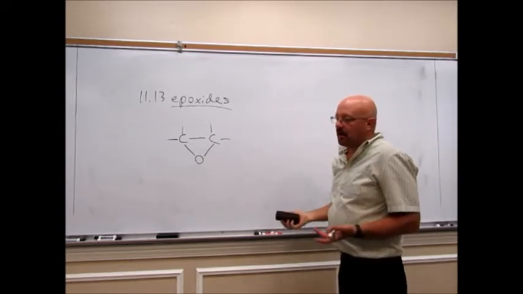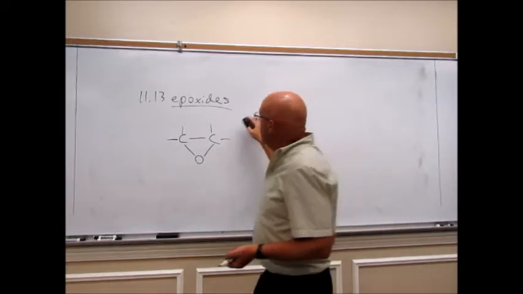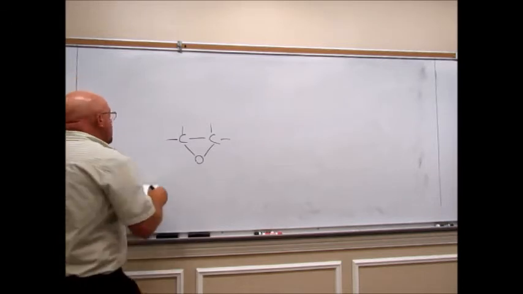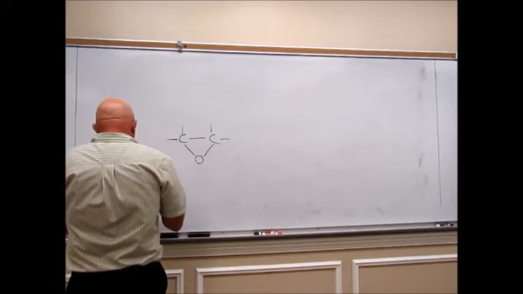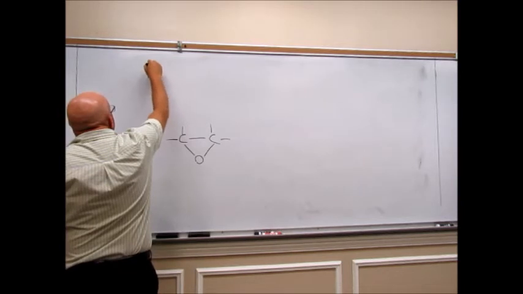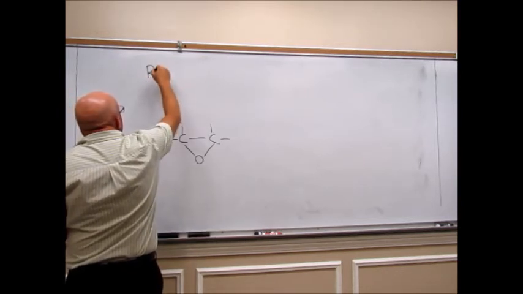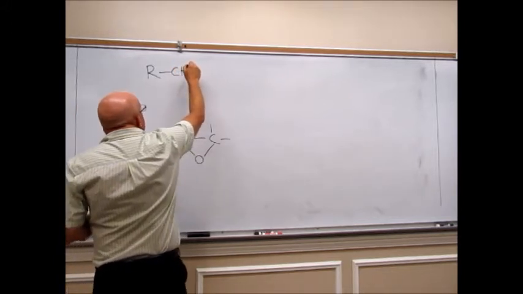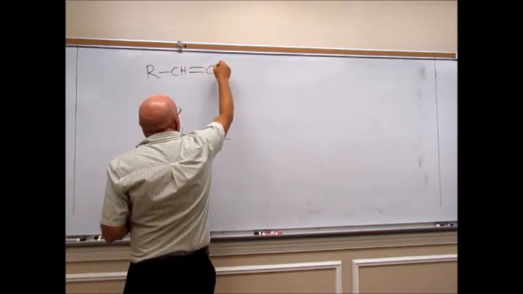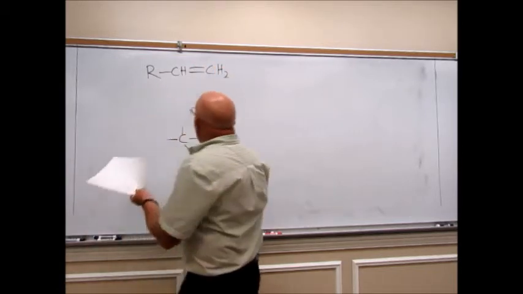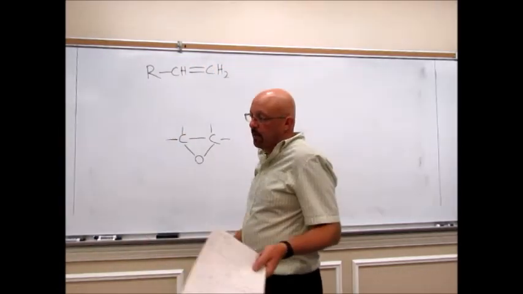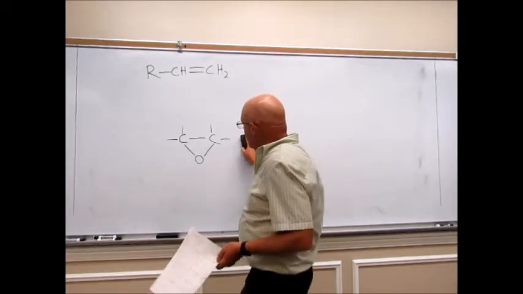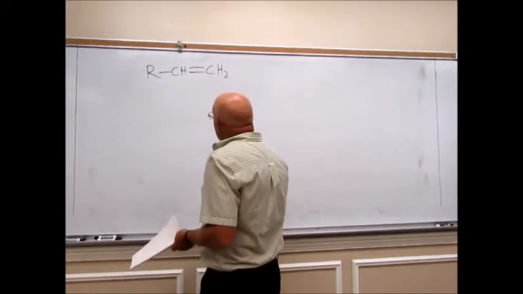Epoxides, so this is a cyclic ether. We are looking at ethers right now. This is just a cyclic ether. Epoxides are made from alkenes. You can use any alkene. I'll just show this one. This one's a mono-substituted alkene, but you can use a di-substituted or unsubstituted or tri-substituted, tetra-substituted, doesn't matter. Any alkene.